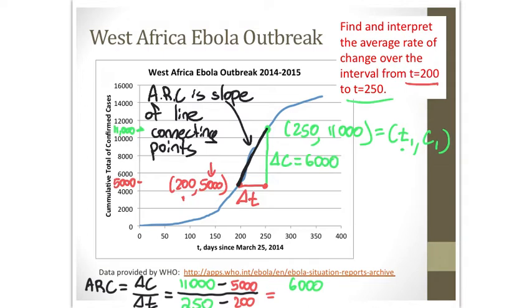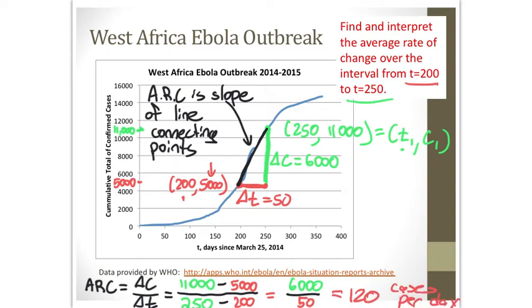So that's this vertical distance right here on the graph in green, and then the change in time is the 50 days. So that's this horizontal distance over here. And so we take this 6,000 and then we divide it by the change in time, which we now found to be 50, and this comes out to a total of 120, and the units here are cases per day.